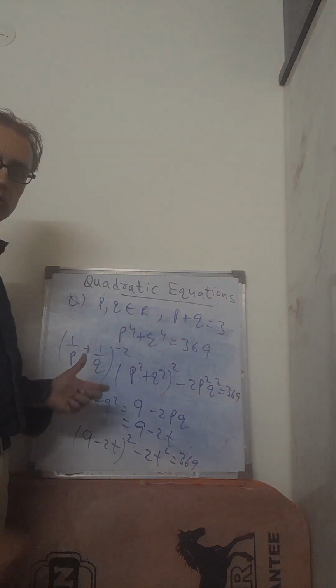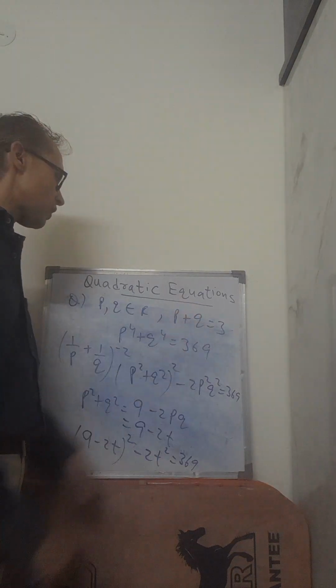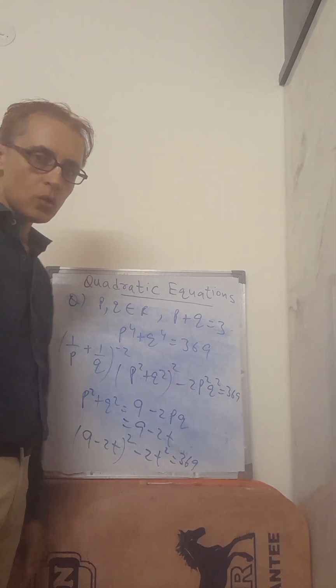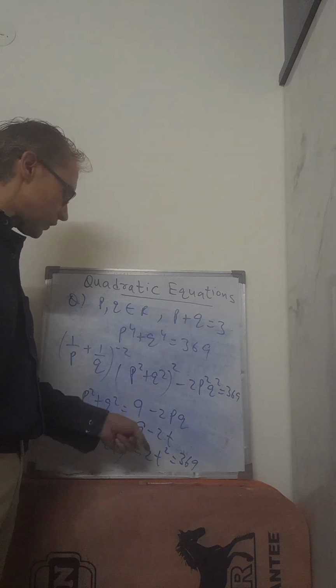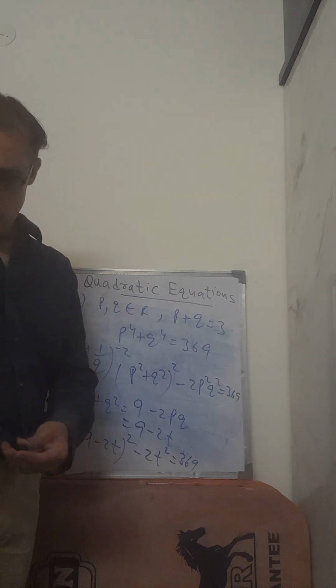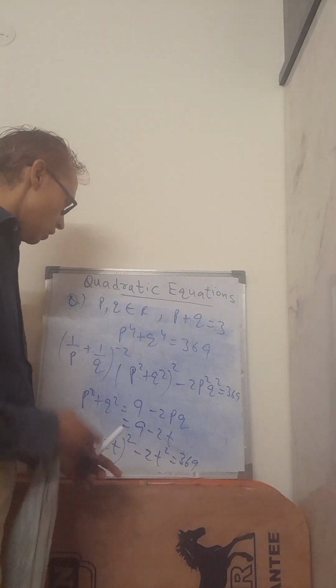If you take LCM of this, you will get P plus Q upon P into Q. So P plus Q value we are having, so we only need to find the value of P into Q. That's what we are trying to find from here. Okay, so P plus Q is 3. Once we get the value of P into Q, we can put it here. So this you can solve now very easily. You get the value of P into Q.